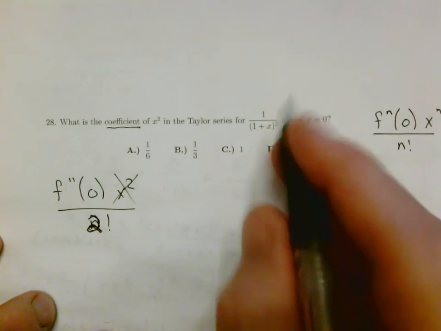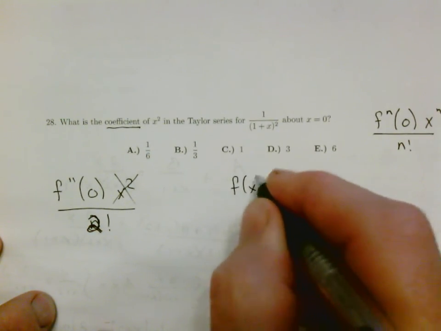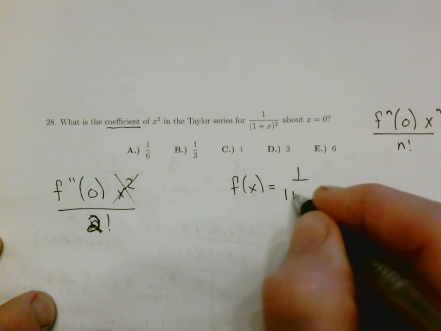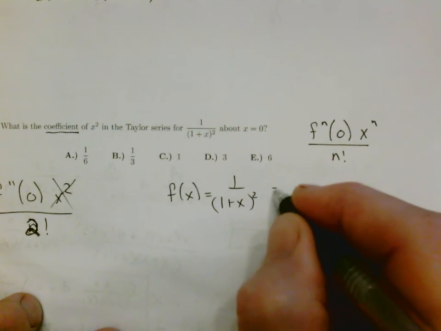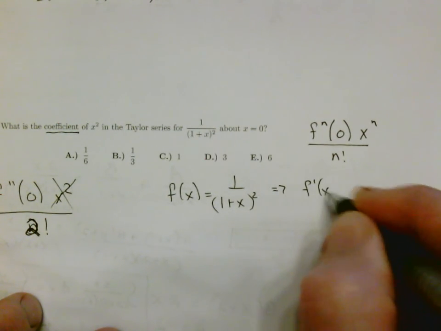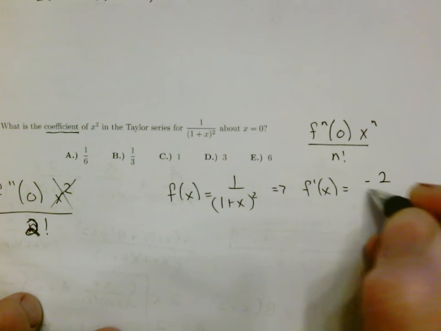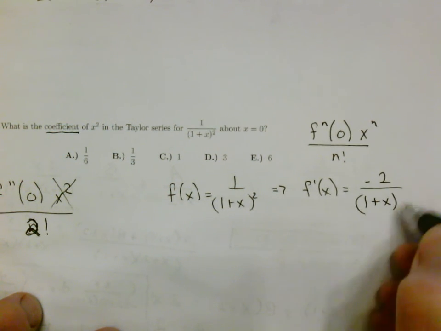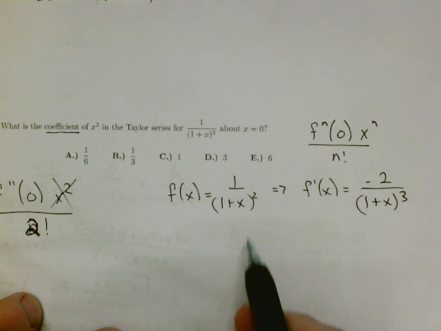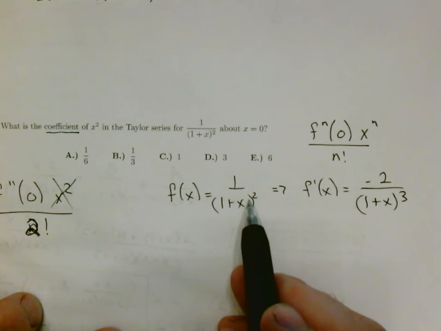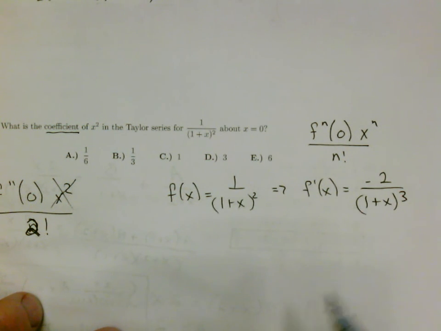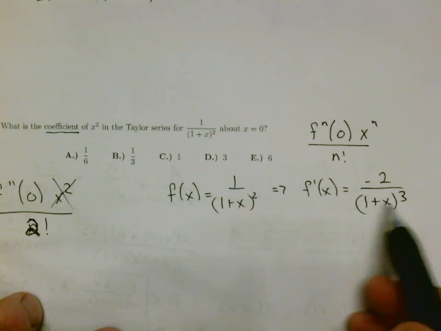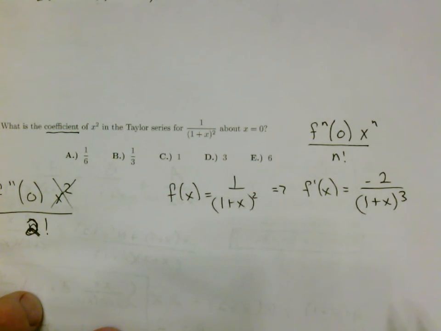So let's go up here, and I have f of x is equal to 1 all over 1 plus x squared. So then f prime of x is going to be equal to negative 2 over 1 plus x cubed. Okay, I can rewrite this as 1 plus x to the negative second power. So we take the derivative, bring down the negative 2, you decrease it by a power of 1, so it goes from negative 2 to negative 3, which is why it's on the bottom as 1 plus x cubed.